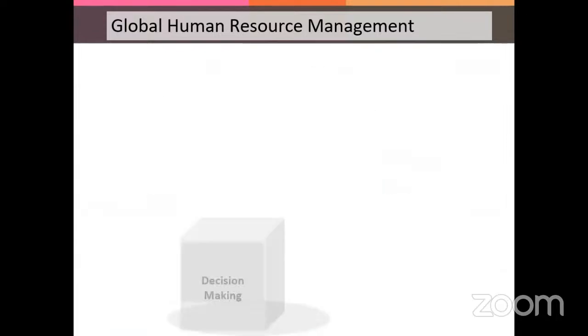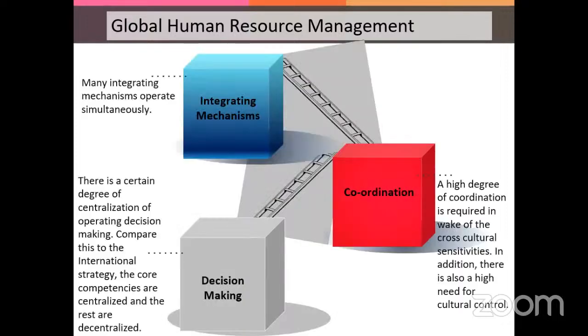Now, let's quickly look at this strategic integration of global HRM in business. So the first aspect of it deals with decision-making. There is a certain degree of centralization of operating decision-making. Compare this to the international strategy. The core competencies are centralized and the rest are decentralized.